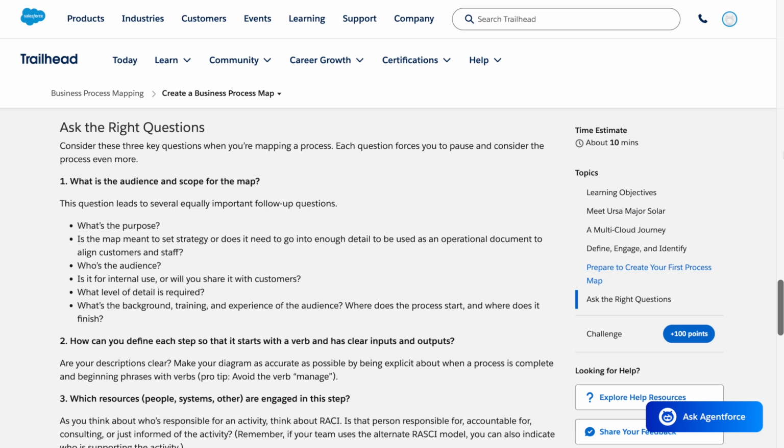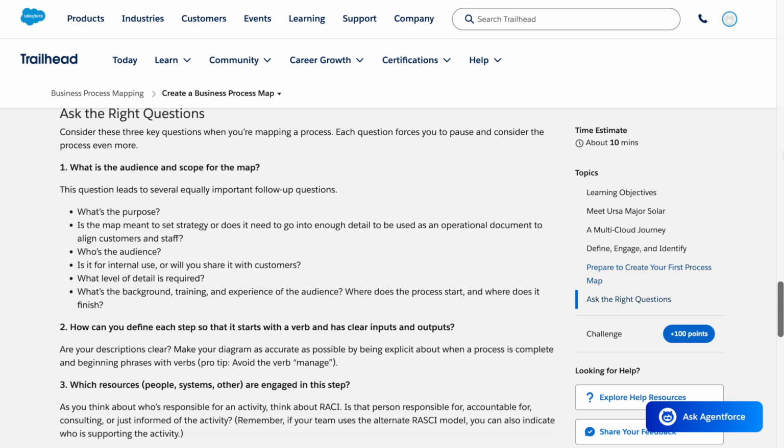Who's the audience? Is it for internal use, or will you share it with customers? What level of detail is required? What's the background, training, and experience of the audience? Where does the process start, and where does it finish?